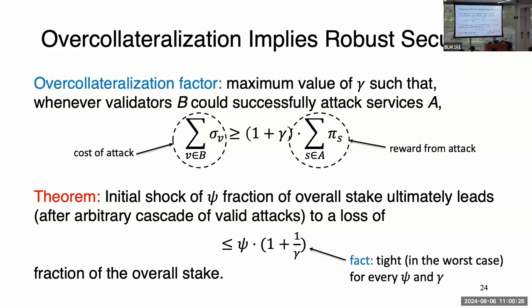And if you remember only one slide from this talk, this is just the first result in the paper, and there's more that we're very proud of. But if you're going to remember one thing from this talk or paper, this is probably the right slide to remember. Overcollateralization is both necessary and sufficient for robust security, in the sense that a small shock cannot have catastrophic consequences.